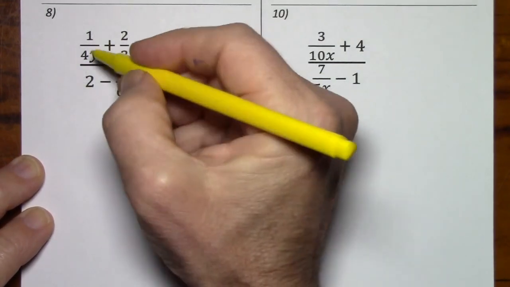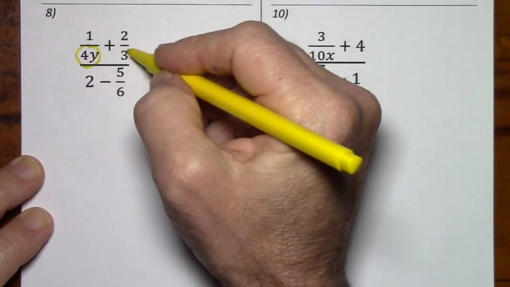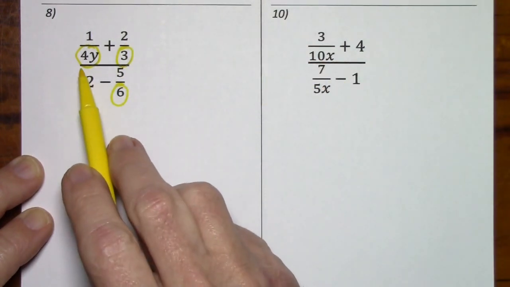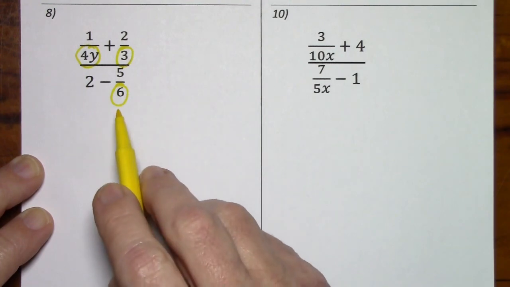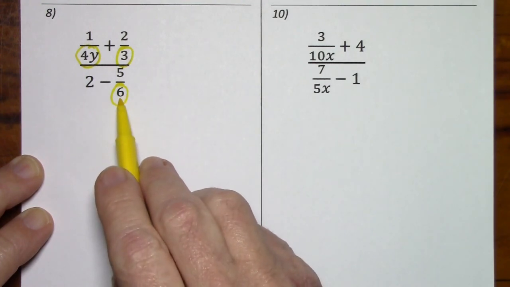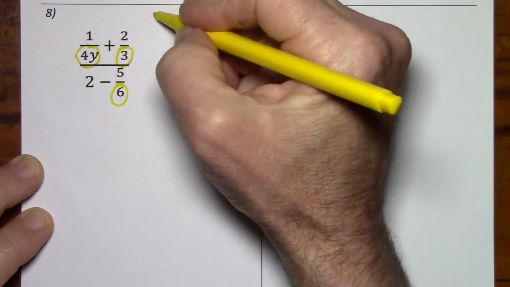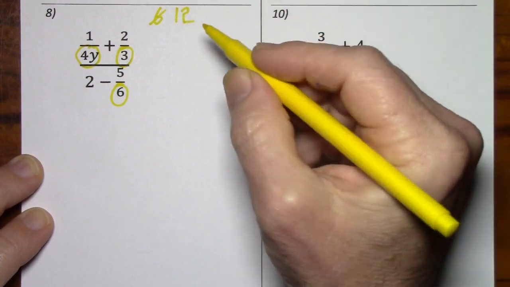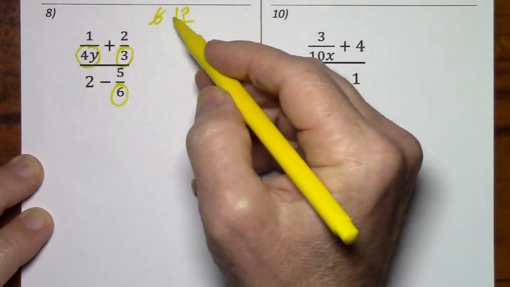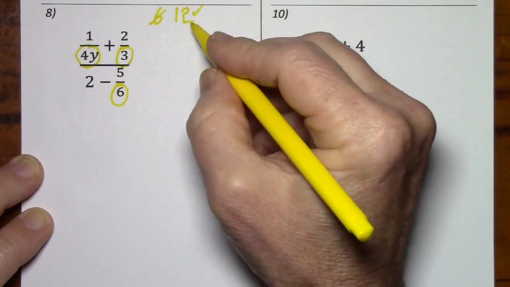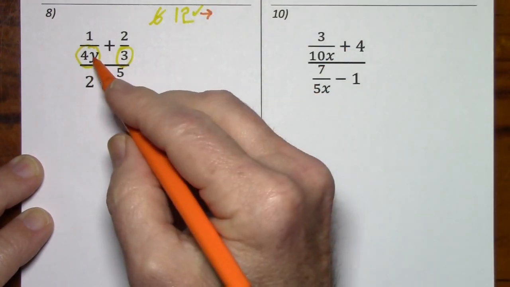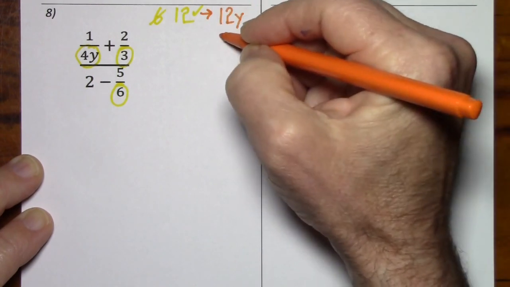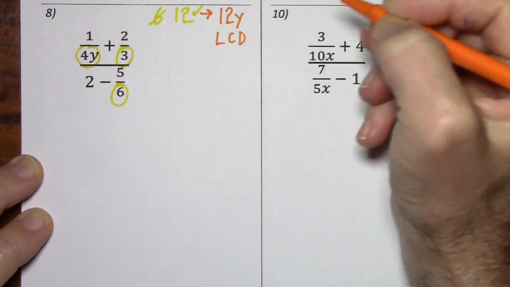Looking at this one, the denominators are 4y, 3, and 6. So focusing on the coefficient, we'll look at multiples of the biggest, starting with 6. 6 doesn't work. 12. 3 goes into 12 and 4 goes into 12. So we have our coefficient, but we have to accommodate the y. So 12y is the least common denominator.